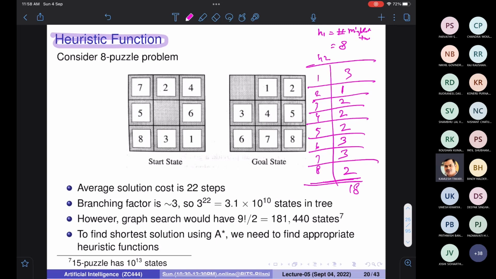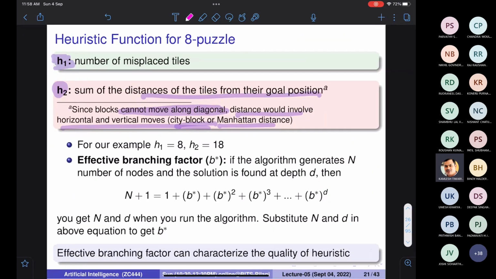So is the value 18? Total is 18. Okay. Yes, sir. So in this way, we can define our heuristic function. One way to define this heuristic function. Out of these two heuristic functions, we must try to understand which one is better. Okay, two functions are there.